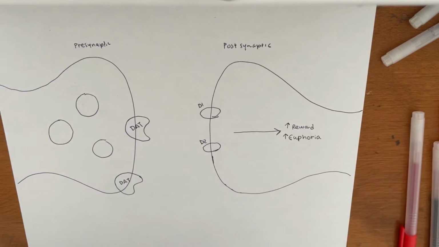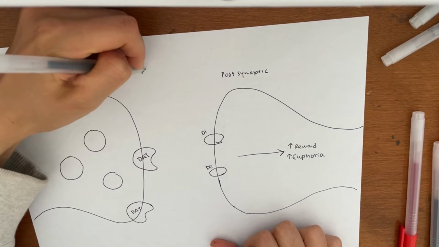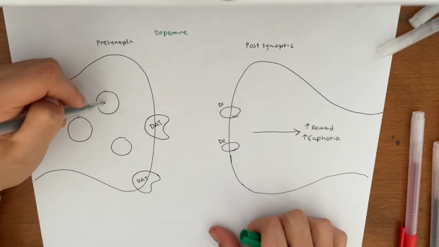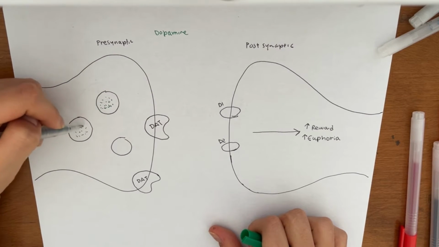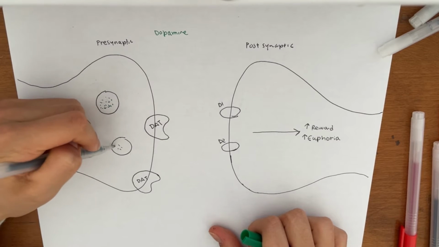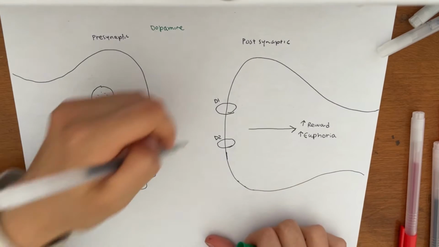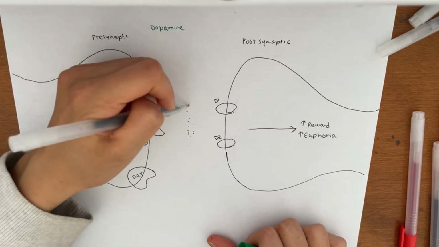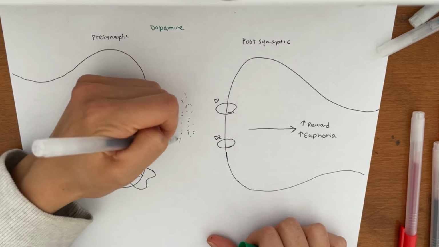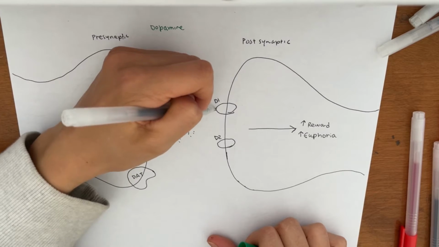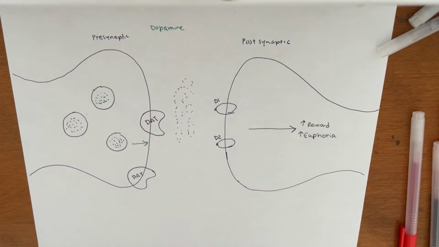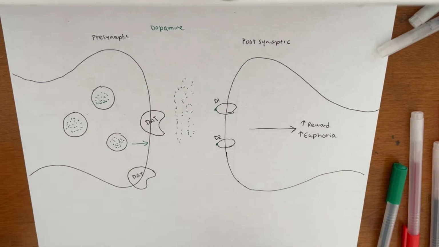And we've also got our dopamine, which I'll write up here, which are packaged inside these vesicles. These vesicles are then brought to the active zone, and they release into that synaptic cleft when this presynaptic neuron has an action potential. They bind to the D1 and D2, and then you've got your effects. So now cocaine. Cocaine I'll show in purple.